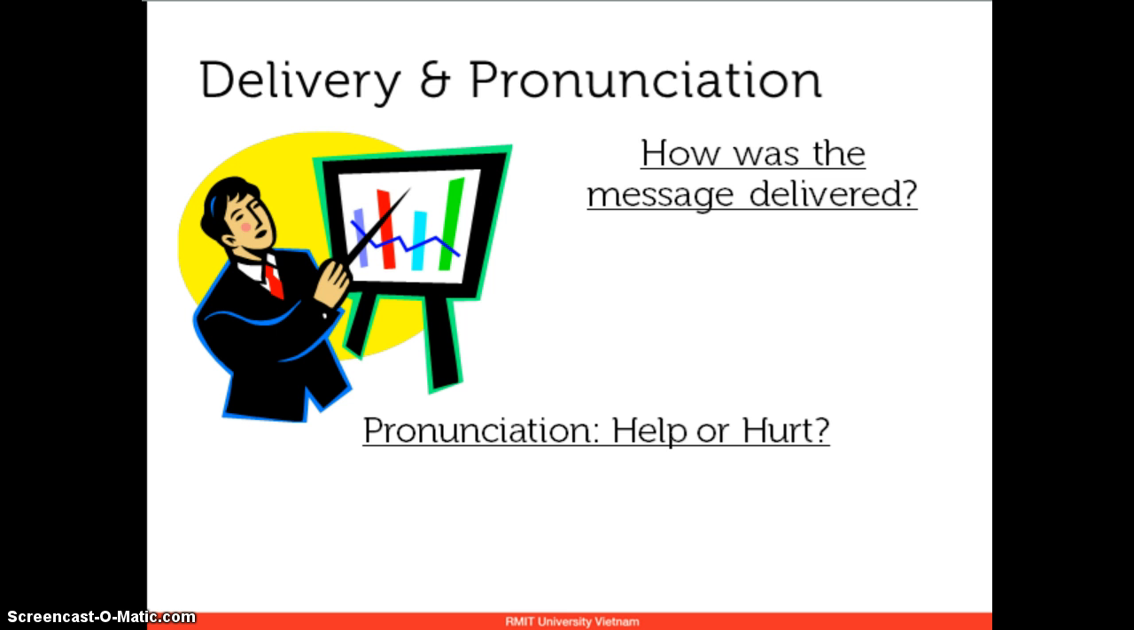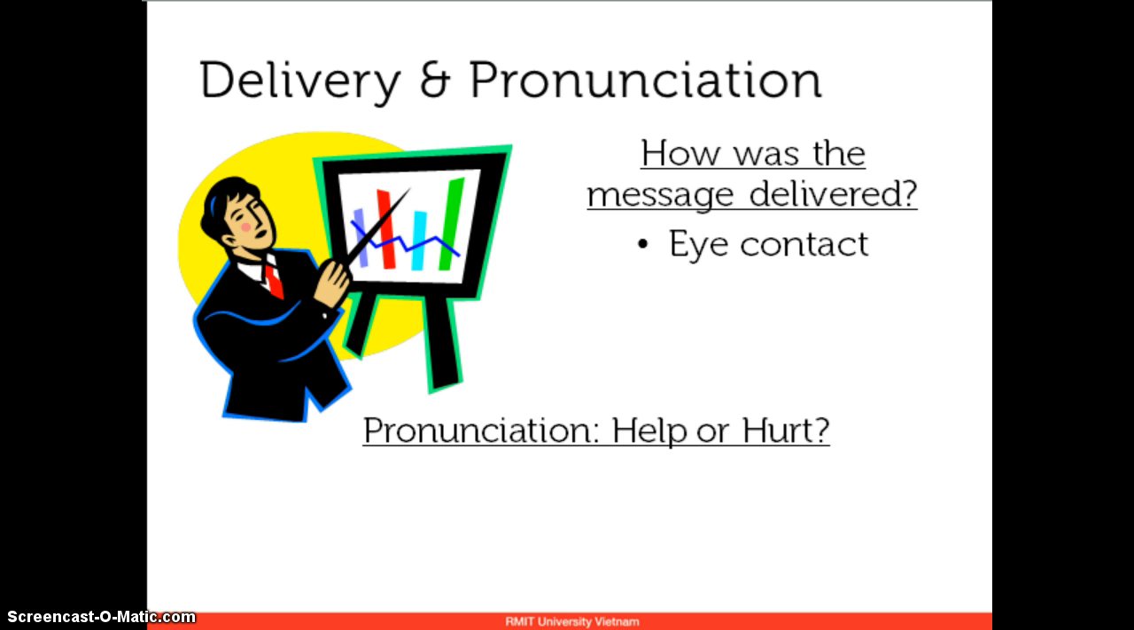Now let's talk about delivery and pronunciation. When teachers are marking students on oral presentations, these two categories basically ask these questions. How well was the message delivered? And was the pronunciation good, or did it hurt the presentation? For how the message was delivered, I'm talking about, are you using body language carefully to connect with the audience?